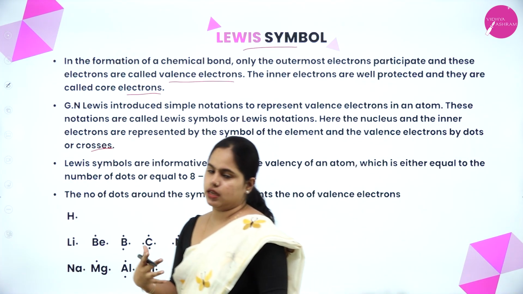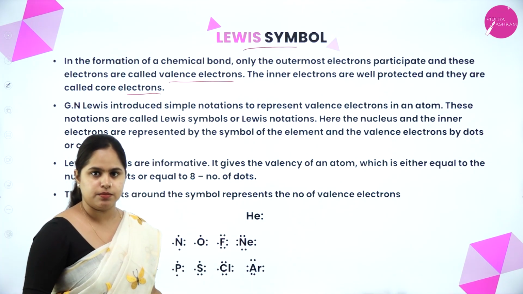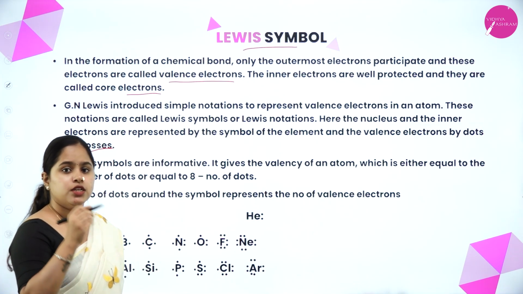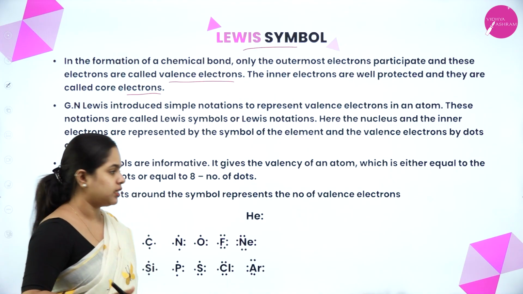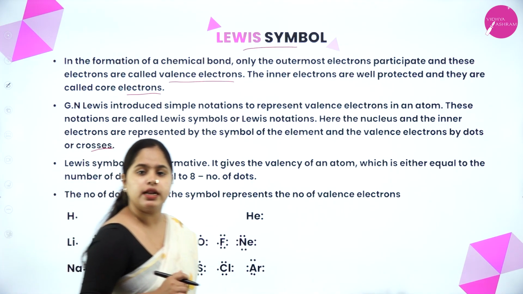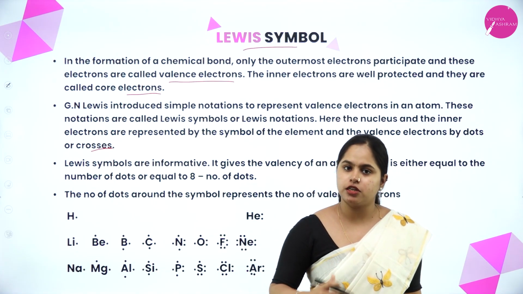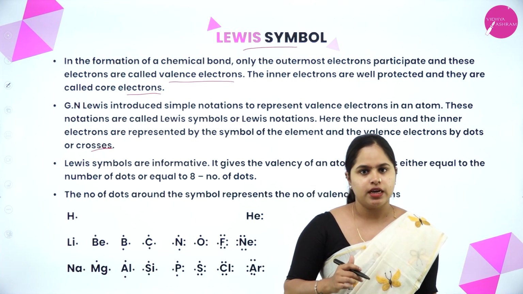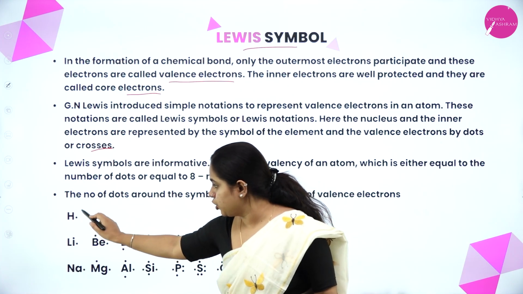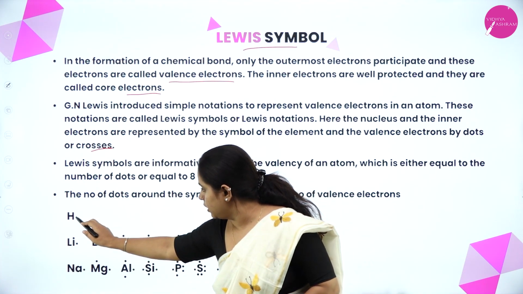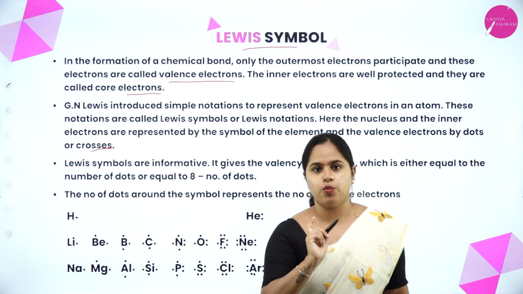So let us try to understand this from the examples itself. How do you represent different atoms using the Lewis symbol? According to how many valence electrons there are, that many dots you have to represent here. Let us take the example of hydrogen. We know that in hydrogen only one electron is present. So how do we represent hydrogen in the Lewis symbol? You write the symbol of it and then put a single dot here, because it contains only one valence electron.